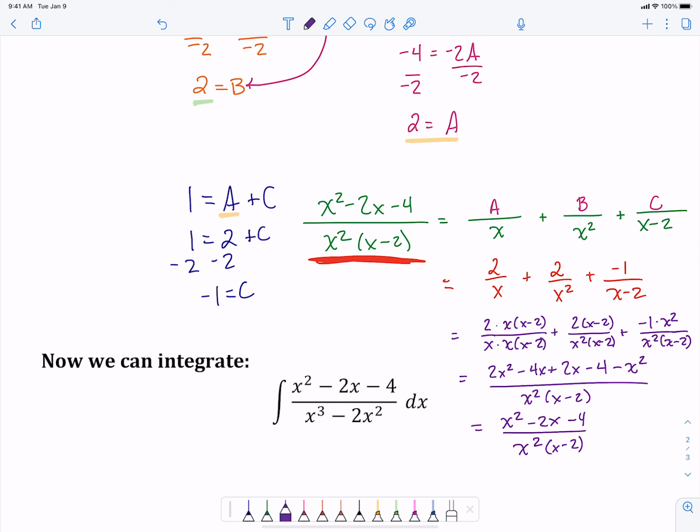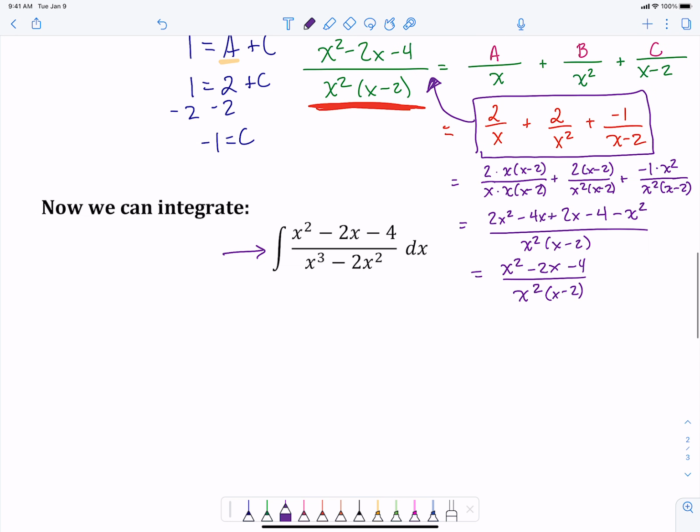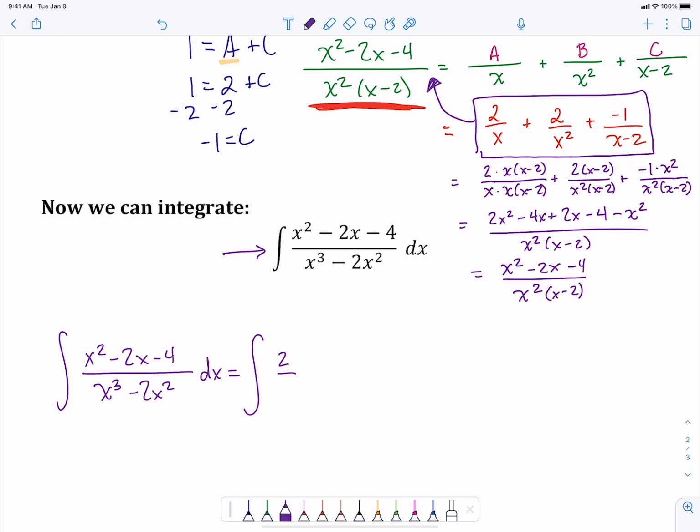So we did actually figure out what three fractions it was that we added together that gave us this rational function. And again, the reason why we do this is because this function, the way that it's written, we cannot take its integral. But if we write it in its split up form that we just figured out, and this is called the partial fraction decomposition, so 2 over x plus 2 over x squared minus 1 over x minus 2.